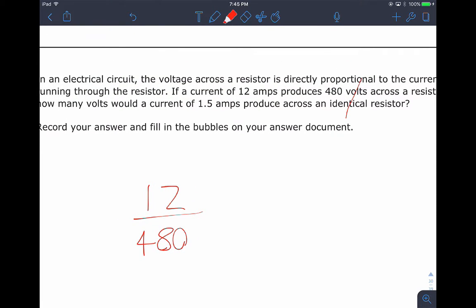So here's a key word, proportional. Proportional, you need a proportion. You need a fraction equals another fraction. So for the first ratio, you got 12 amps gives you 480 volts. Now we're going to figure out what's going on at 1.5 amps. So I'll put amps over the voltage. The second fraction, you got to do amps over the voltage. And I don't know what that voltage is going to be, so I'm going to put x up there.